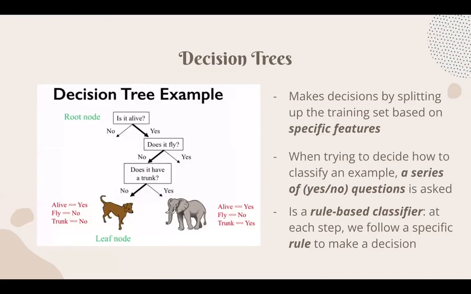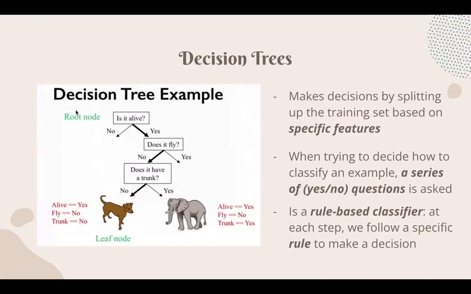So what is a decision tree? A decision tree makes decisions by splitting up the training set based on specific features. So when trying to decide how to classify an example, a series of yes or no questions is asked. This image on the left is a really good example.